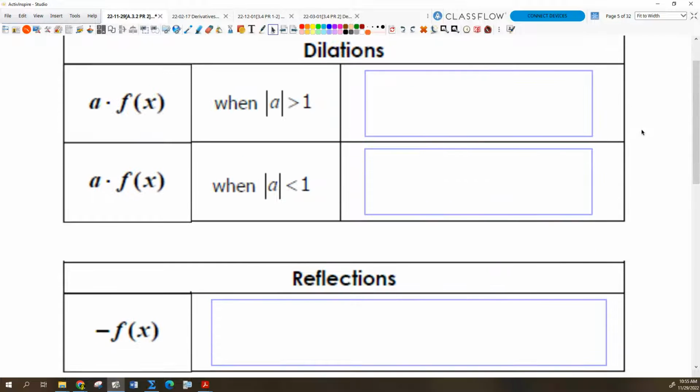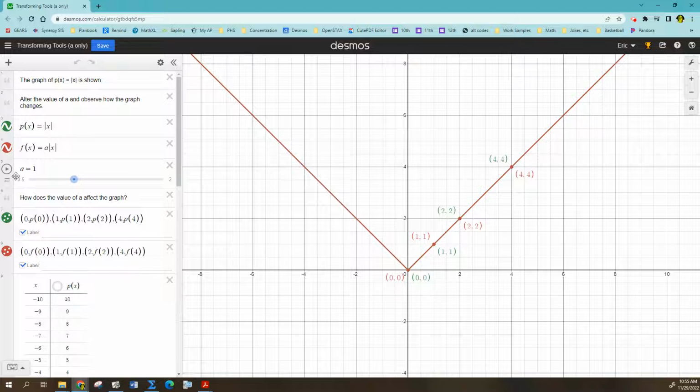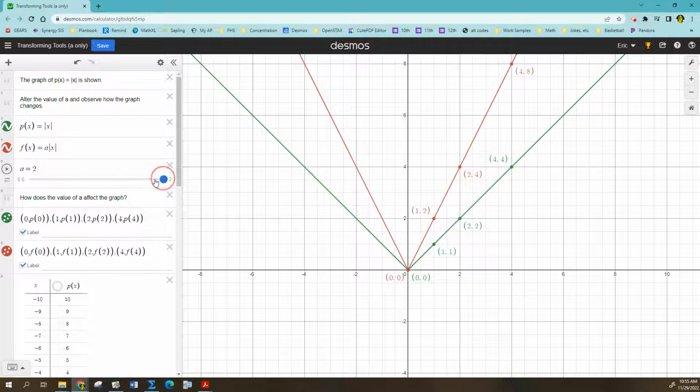All right, so the dilation part. Well, that's what this A is going to do, right? If I multiply a function by A, watch what happens. So there's my parent function, right? I'll turn on f of x, which is all I'm going to do is multiply the parent function by a. Now, what if a is equal to 1? I haven't changed anything, but what if I make a equal to 2? Look what it did.